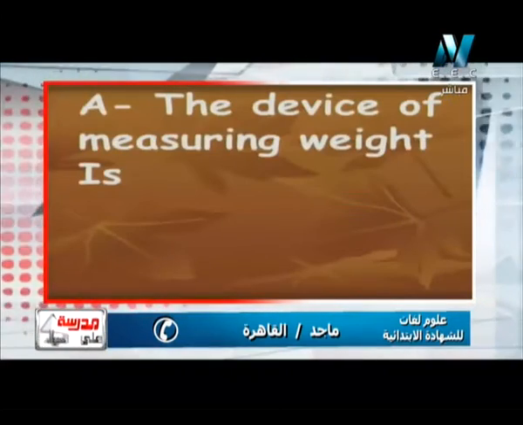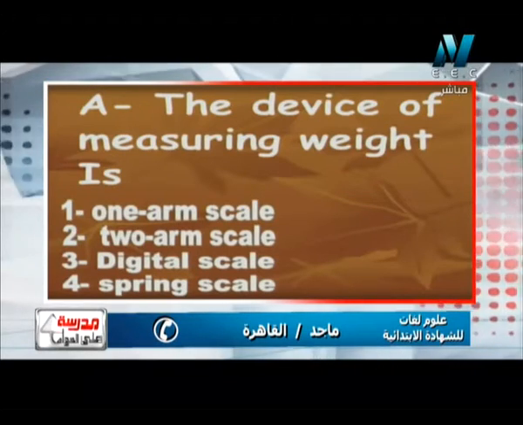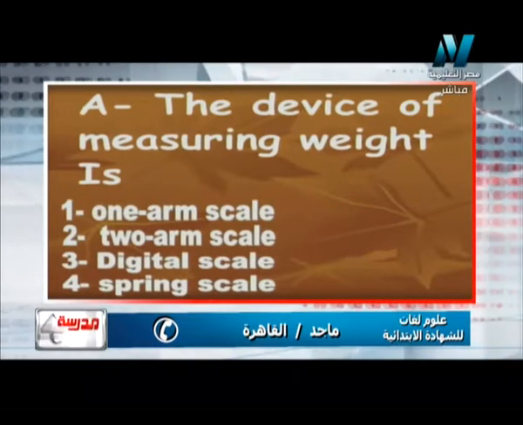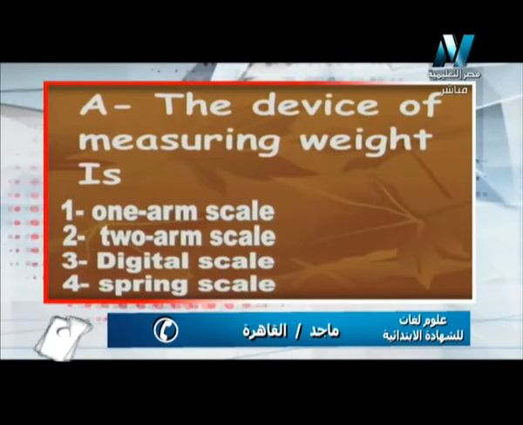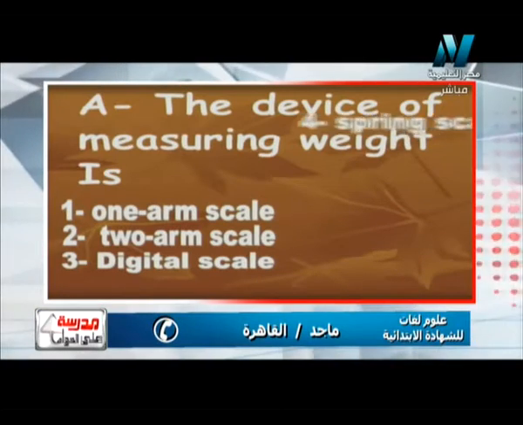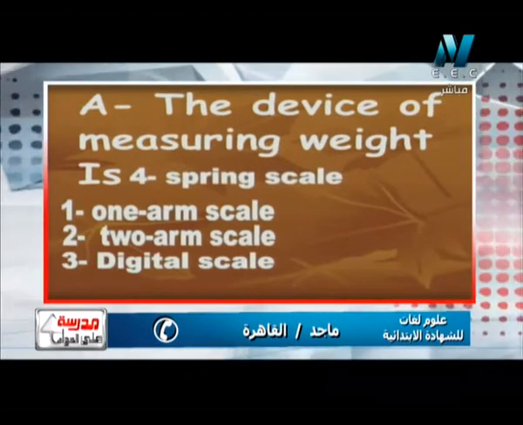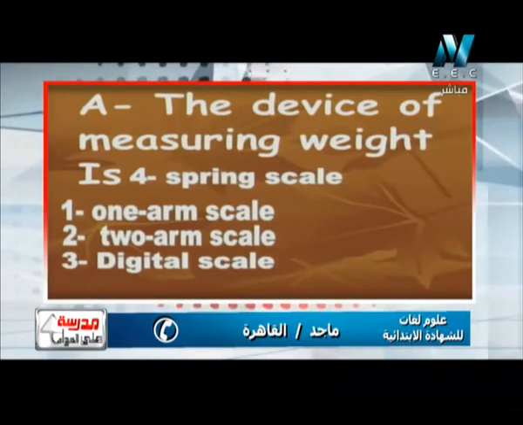Okay, Magid, another question. Choose the right answer. The device for measuring weight is what? Spring scale. We have four choices: one-arm scale, two-arm scale, digital scale, and at last, as you have chosen, the spring scale. Very good, Magid. So the device which is used for measuring weight will be the spring scale.